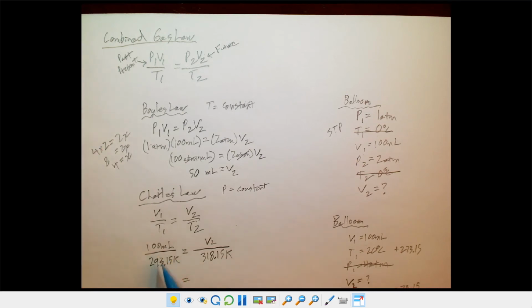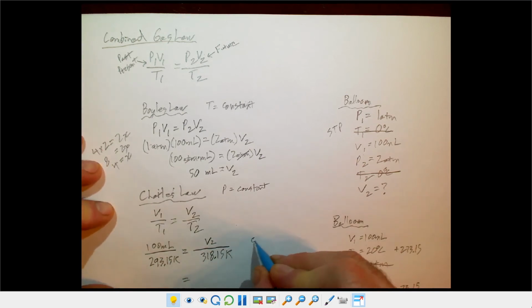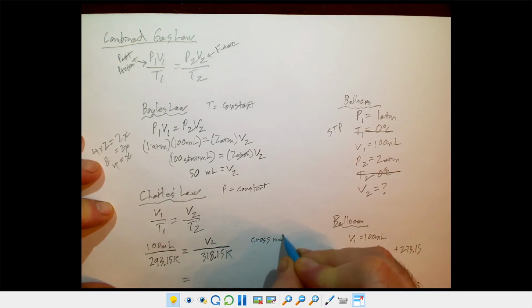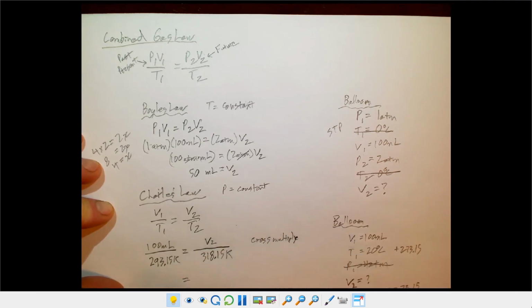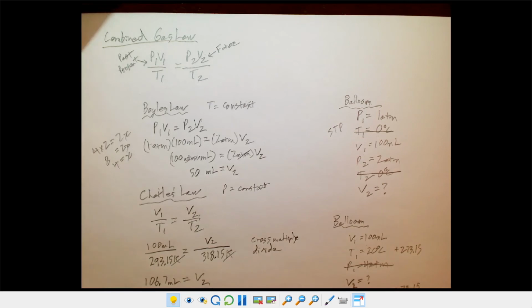So how do you do this? When it's set up like a proportion, you do what's called cross multiply. You cross multiply the numbers that are diagonal from each other, so the 100 times the 318.15, and then you divide by the other, which would be the 293.15. When you cross multiply those two and you divide by the 293.15, the K's will end up canceling out, and you'll be left with milliliters as your volume. And so your final volume will be 106.7 milliliters.